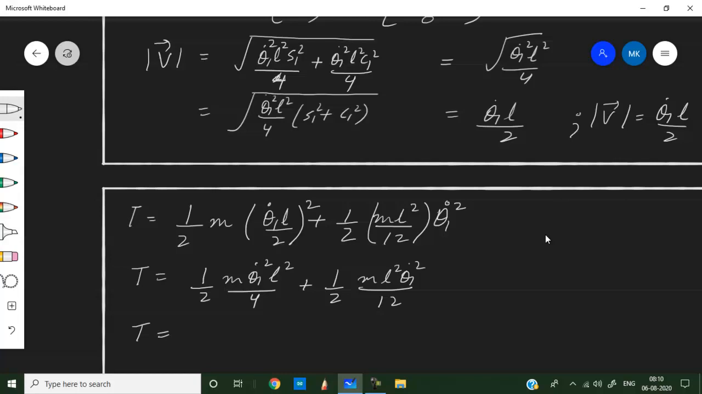So m theta 1 dot square L square, and m theta 1 dot square L square by, this is 4 to the 8, this is 24. So we'll have 24 in the denominator. This will be 3 plus 1, which is 4. So we'll have 4 into m theta 1 dot square L square. So this means T is nothing but m theta 1 dot square L square by 6.